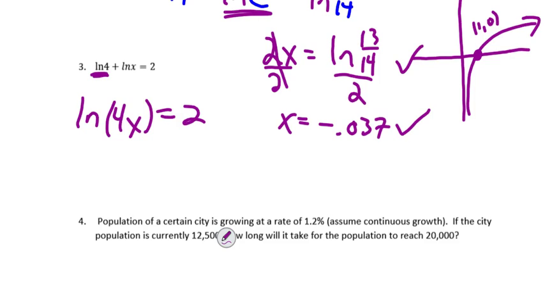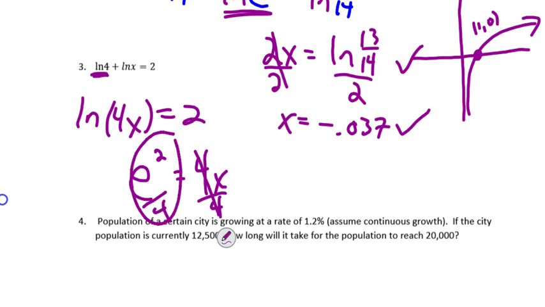What's the next step? Vincent, what's the next step? You do 10 squared, right? Not 10, because the base is e. Oh, e. Go to e. e to the second equals 4x. And then you divide by 4, and then you're done. Divided by 4, and there's your answer, your exact solution.